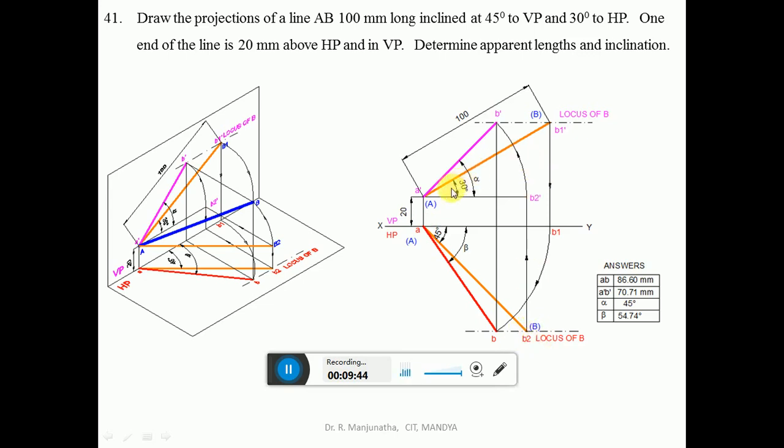Then join A dash B1 dash with a little bit thicker line than the projector lines, and join A to B2 with a little bit thicker line than the projector lines. Now we draw the locus here with a dash dot line, and we draw a locus line with a dash dot line in the front view also. So we know that this is the capital AB, so you mark this capital A and capital B, that is the true length. We know that this is also capital A and capital B because that is the true length.